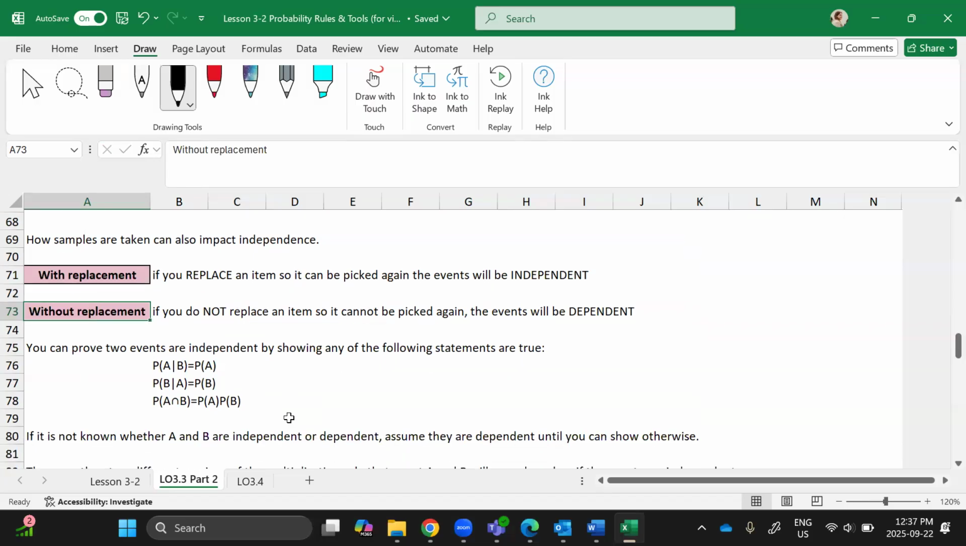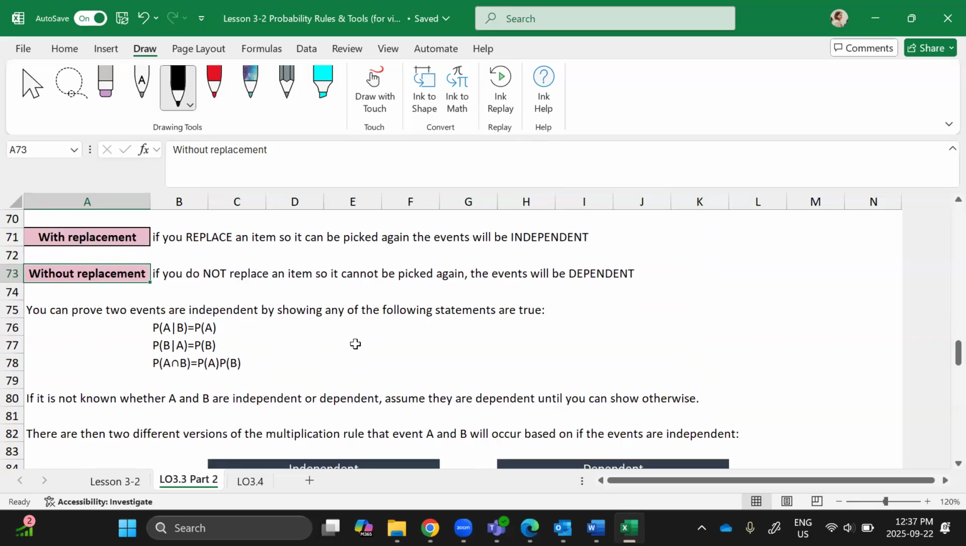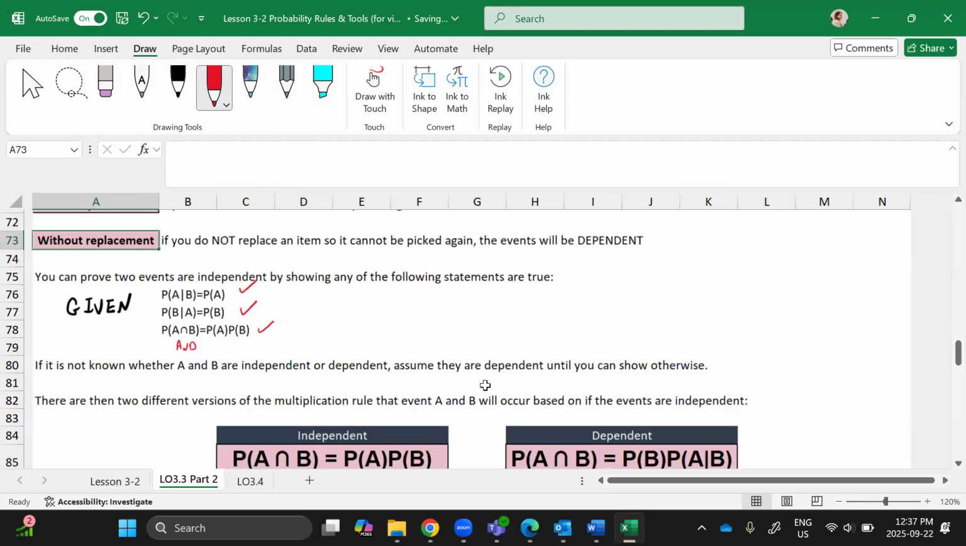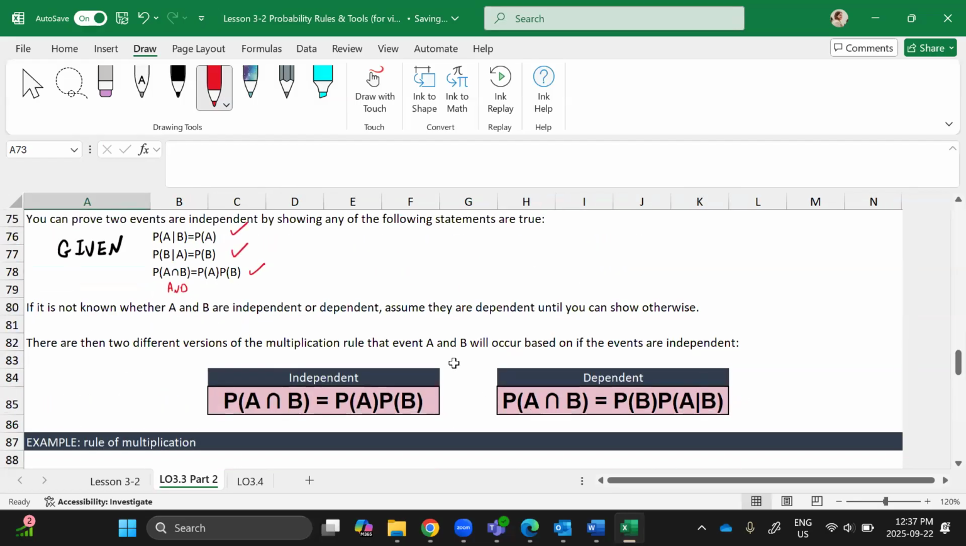There are some ways you can show if events are independent, and these are related to your conditional or given probabilities that we discussed last class. If the probability of A given B is equal to the probability of A, then the events are independent. If B given A is equal to probability of B, they're independent. And then if probability A and B is equal to probability of A times probability of B, then they're also independent. If you don't know if the events are independent, assume they're dependent until you can prove otherwise.